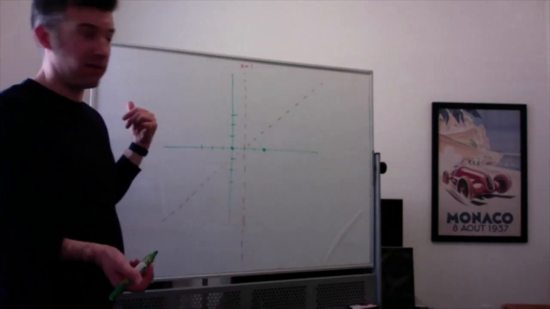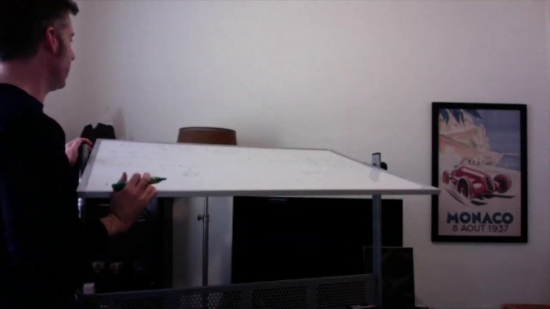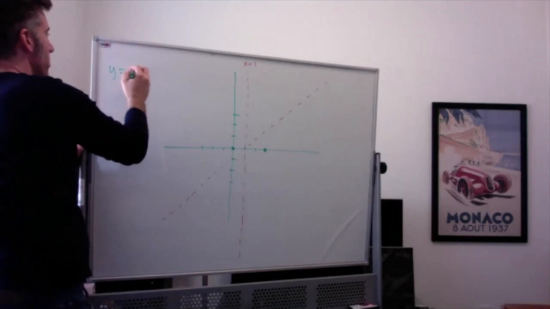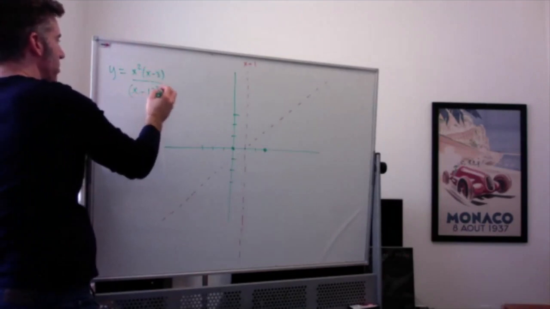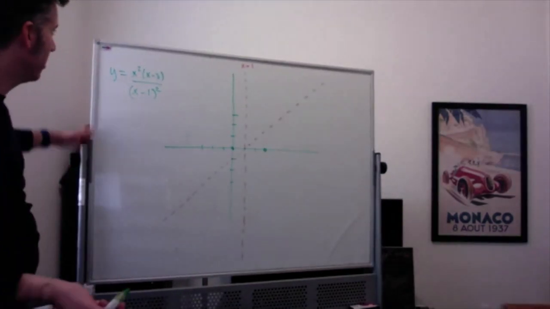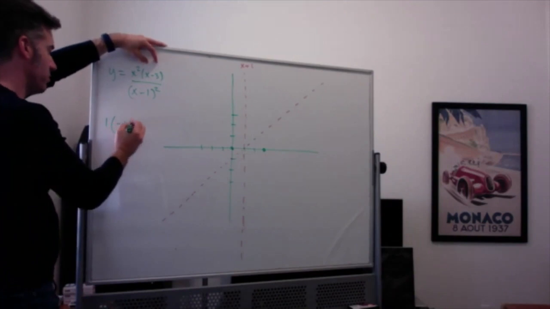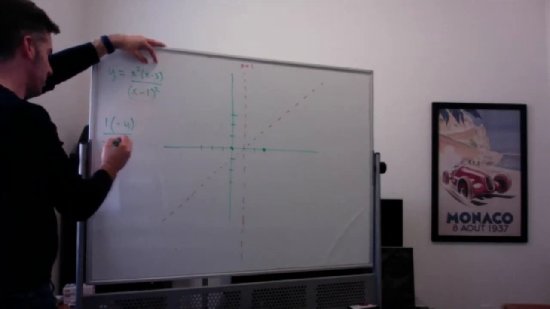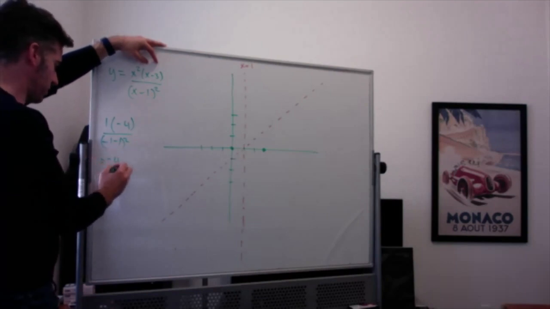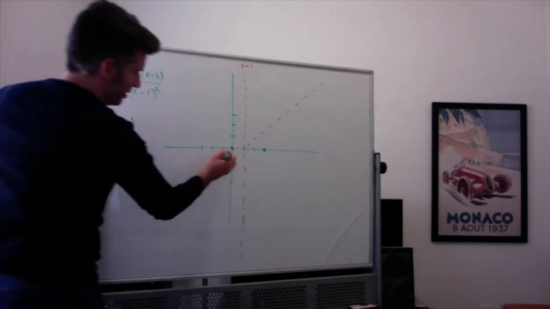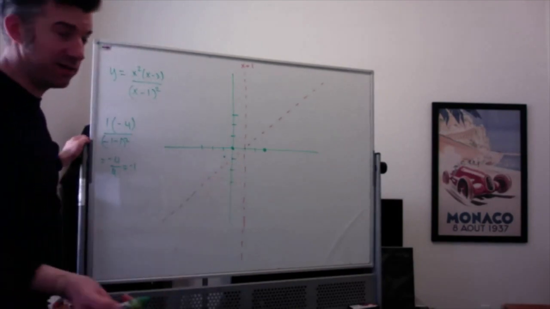Let's pick a point like -1. If I plug in -1 to y equals x squared times x minus 3 over x minus 1 squared, I get -1 squared, so 1, times -1 minus 3, -4, over -1 minus 1 squared, which is -4 over positive 4, which is -1. So I assume the point -1, -1. And now we know a lot.